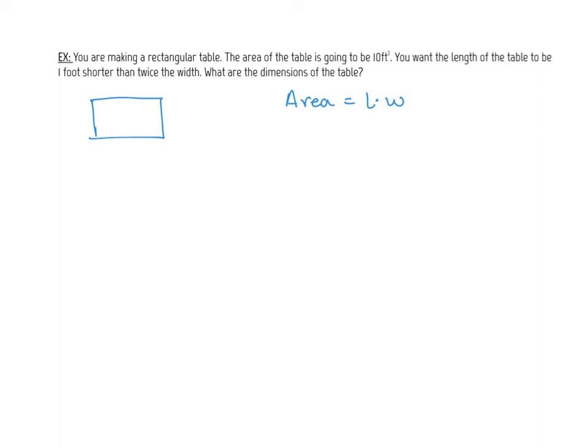Well, let's call this W for the width. Then the length of the table is going to be 1 foot shorter than twice the width. Well, twice the width would be 2W minus 1 to represent the 1 foot shorter. Now, I can fill in the information that I know. I know that the length is 2W minus 1, and the width is W, and the area is 10.